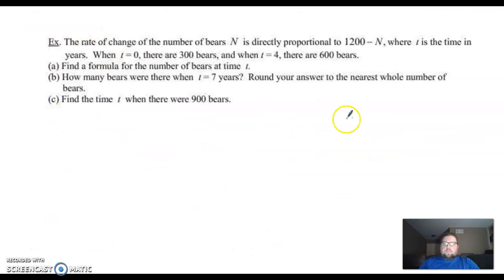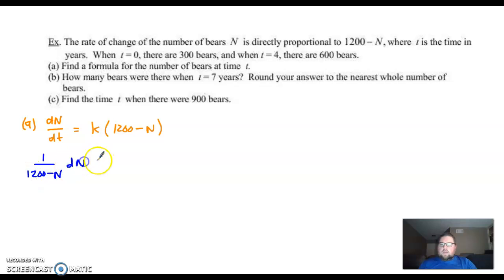All right, I'm gonna have to move a little faster here so I can get this all in. So letter A, we have dn over dt is equal to k times 1200 minus n as our differential equation. Separate and solve, so we're going to divide by 1200 minus n dn and multiply our dt over here. Then we're going to integrate.